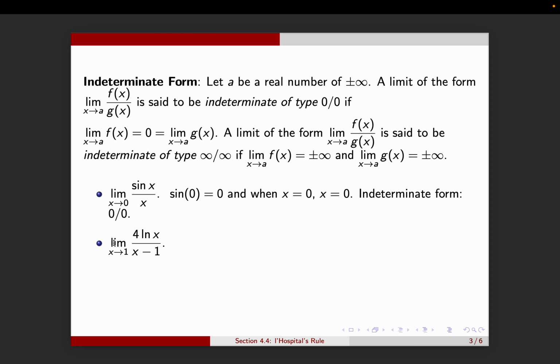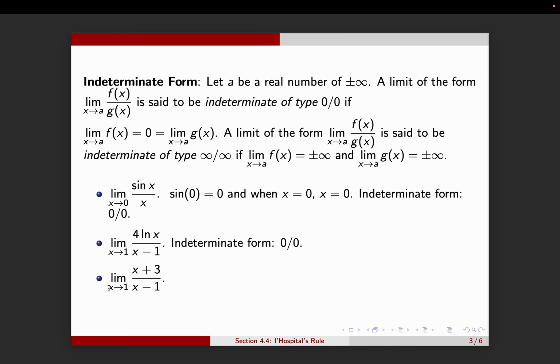Here's another example. Limit as x approaches 1, 4 times natural log of x divided by quantity x minus 1. Natural log of 1 is 0. So the top of this fraction here approaches 4 times 0, which is 0. And if you plug in 1 for x down in the bottom, you get 0 also. So this is also a 0 over 0 type limit.